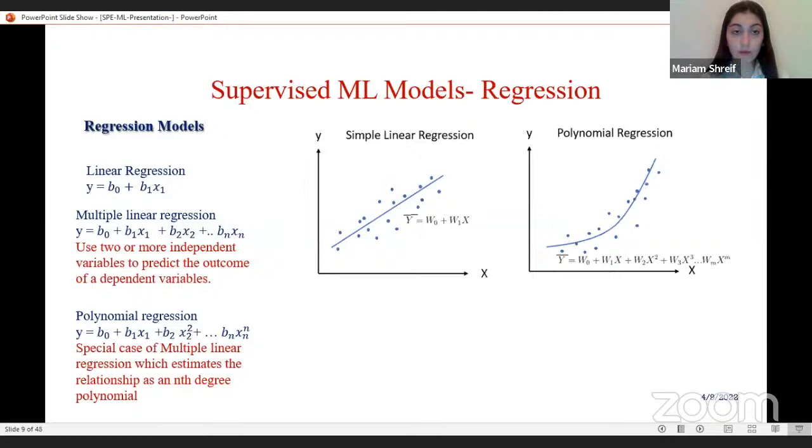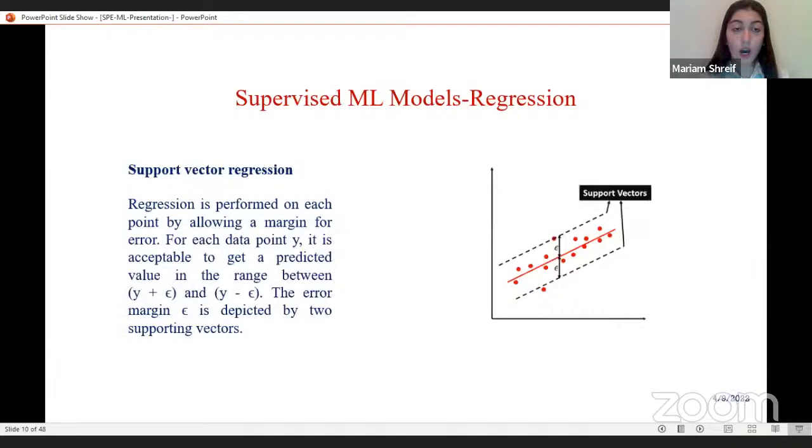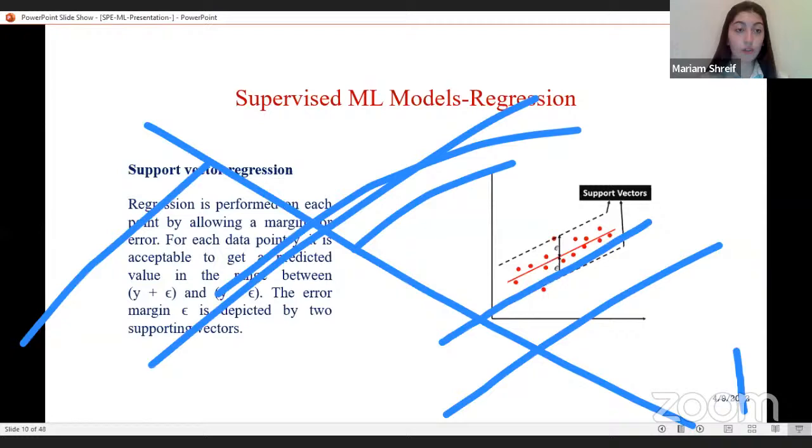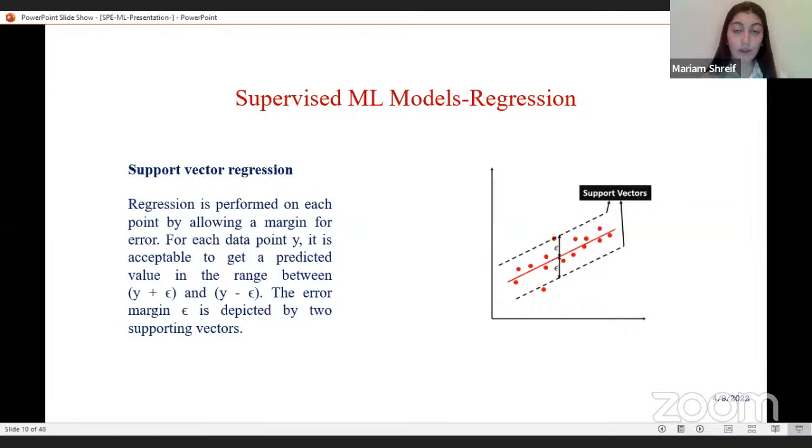We also have the support vector regression. In SVR, regression is performed on each point by allowing a certain margin of error. So for each data point we have, it's acceptable to get a predicted value within the error margin we have. And the error margin is represented by two supporting vectors.